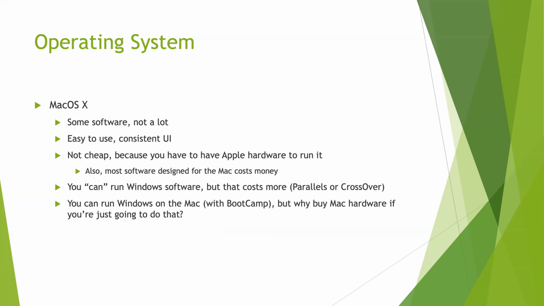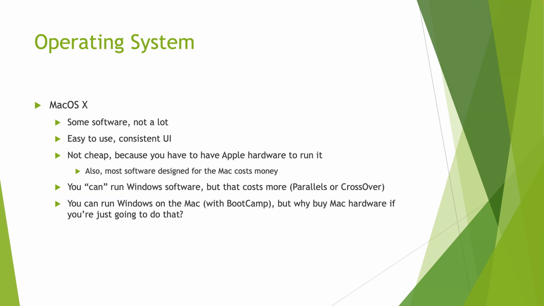Alright. Mac OS, if you got a Mac, you got to have Mac OS. If you got Mac OS, you got to have a Mac. They kind of go hand in hand. There is some ham software out there, but there isn't a lot of ham software out there for the Mac. It's relatively easy to use the OS. It's a very consistent UI, but it's not cheap because you have to have Apple hardware to run it. And remember, we talked about Apple hardware, the lowest end MacBook being $930 versus the ruggedized Dell laptop being $330, right? So keep that in mind.